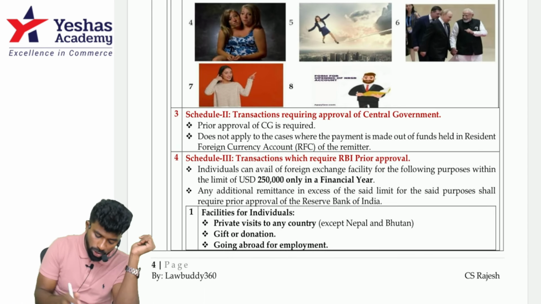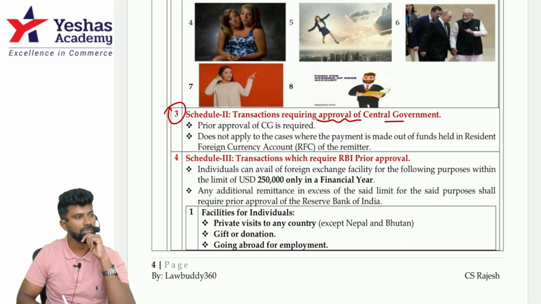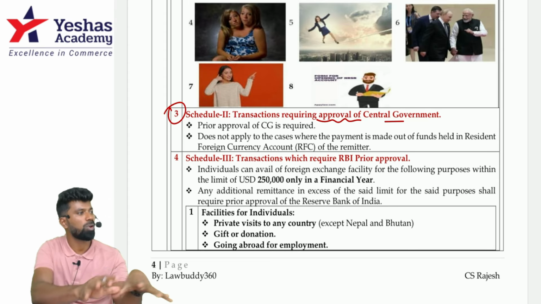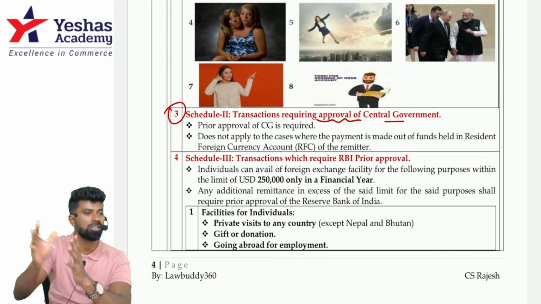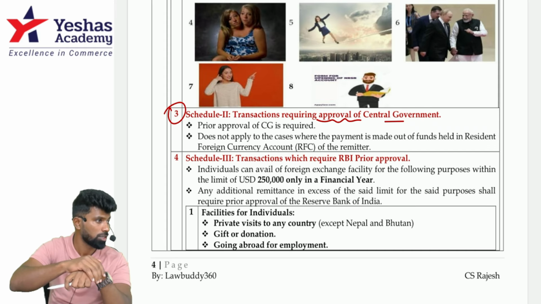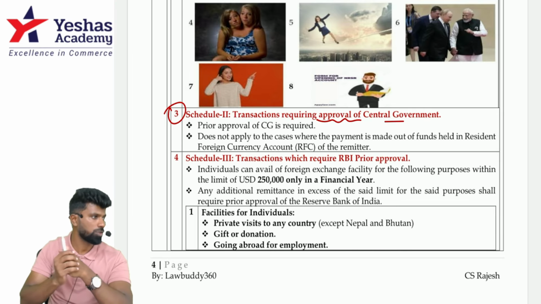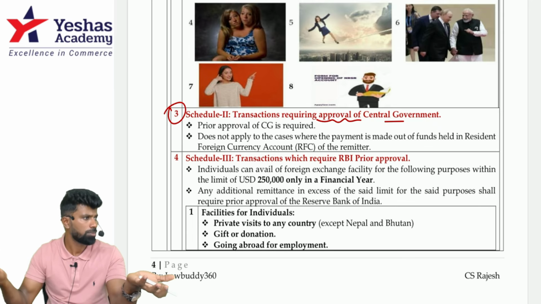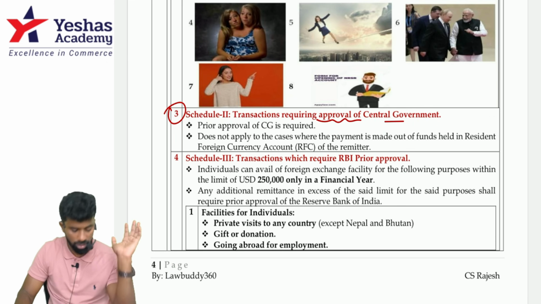Next one. Schedule 2 provides the transactions which require whose approval? Central government approval, but these provisions are not there in your material, so we will not discuss those topics. There are separate ministries whose approval is required. For example, if you are going on a cultural visit and it exceeds 2,50,000 US dollars, you need approval of the Ministry of HRD. Those transactions are not there in your material.